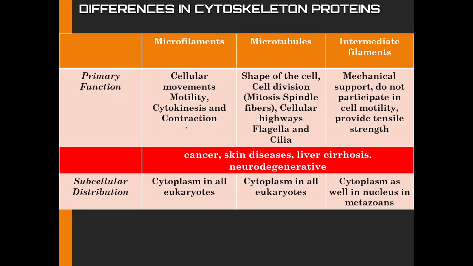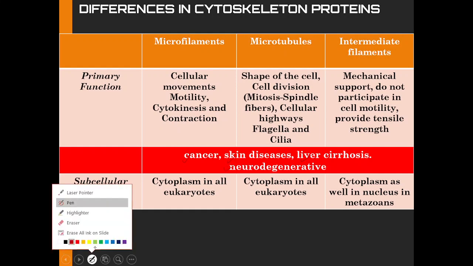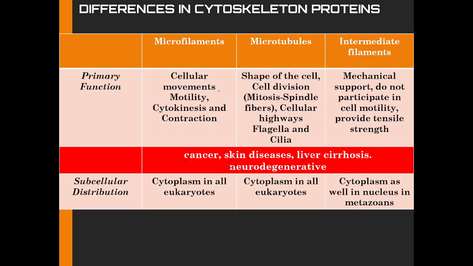If there is a problem in any of these, several diseases have been associated, like cancer, skin diseases, liver cirrhosis, and neurodegenerative diseases, like Alzheimer's disease, which is also associated with these cytoskeleton proteins.